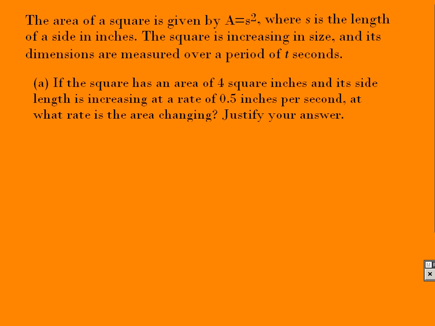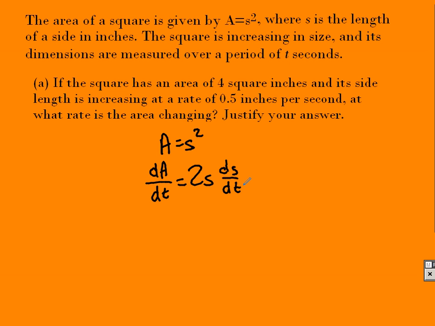Let's look at another related rate. This is more of a word problem one. We're looking at the square. So when we're doing this, we have area equals side squared. So we want to say here, again, same thing. If A equals s squared, we're going to be taking a derivative. So dA/dt will be equal to 2s ds/dt.